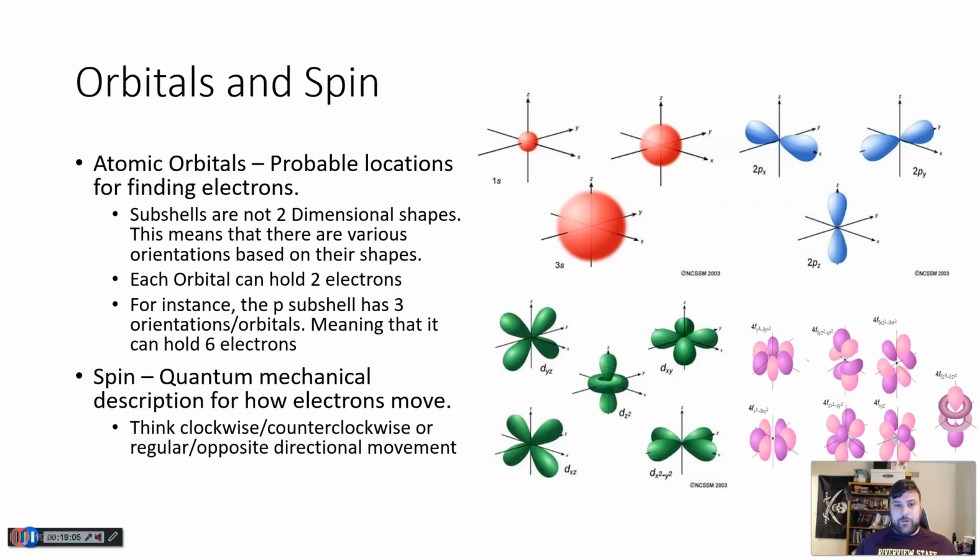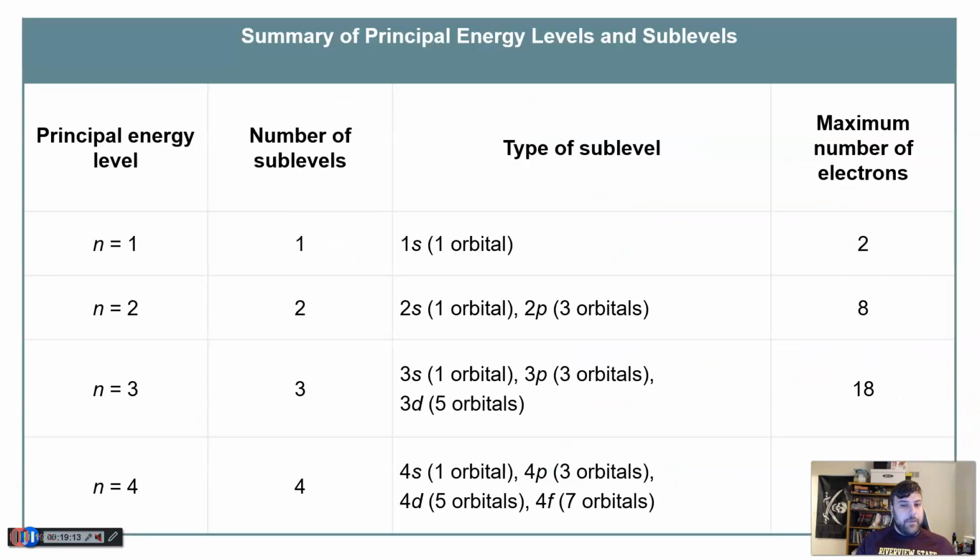And that about does it for quantum numbers and the quantum theory in terms of the main properties. Last thing I want you to do is here is the summary for what I've just described. In particular, the principal energy level, how many sublevels are present, the type, and the maximum number of electrons.